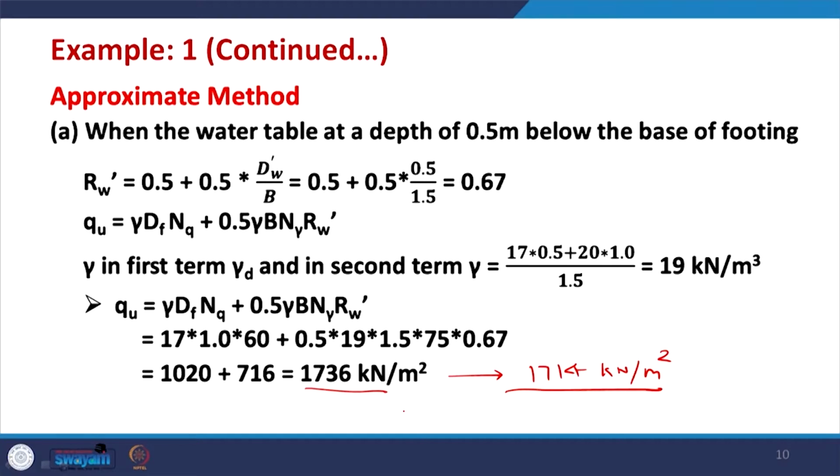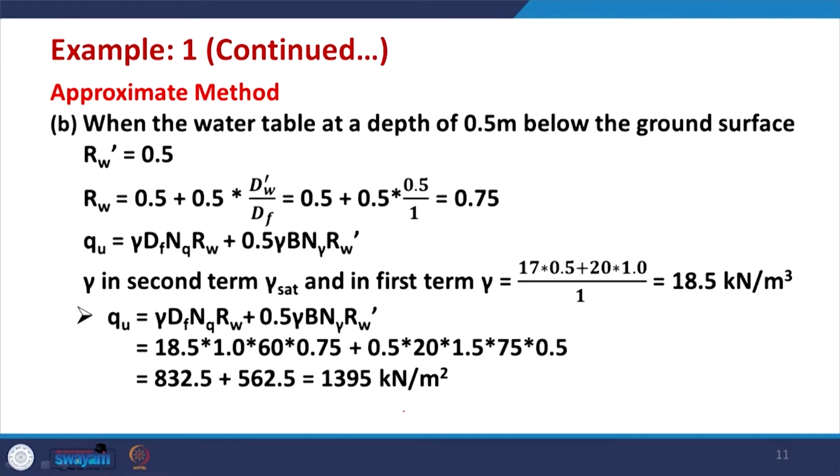The same was the case if you compare for the second case, when the water table rises further, which is what we call the B case. In this B case, as we discussed earlier, both the terms will get affected, and the RW dash will not be there, and as a result you have 0.75. For the second term you can find the value of gamma effective: 17 into 0.5 plus 20 saturated into 0.5. So you get 18.5, and once you put all these numbers here, you get 1395.